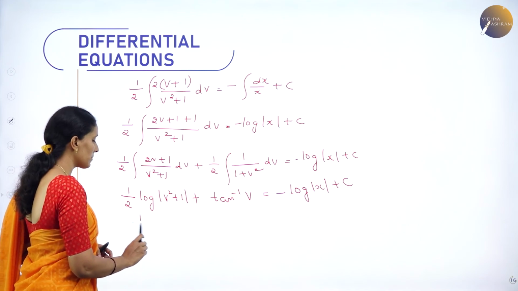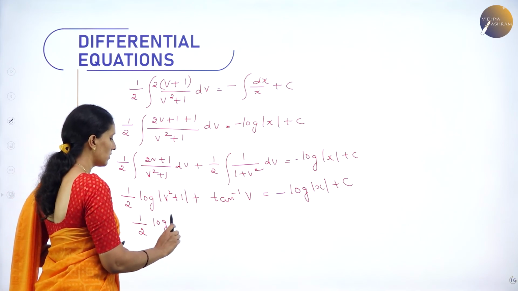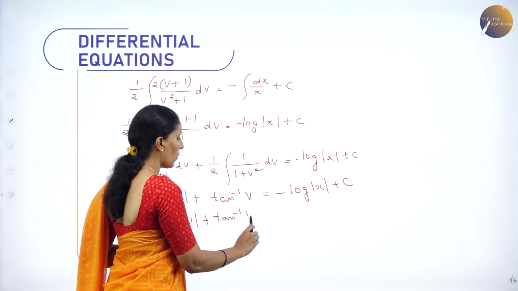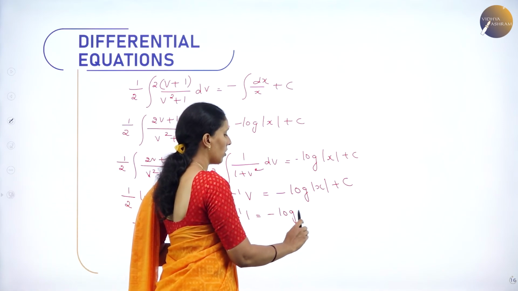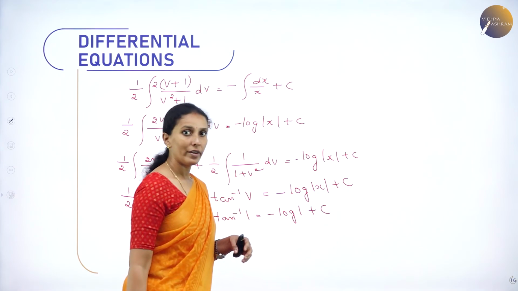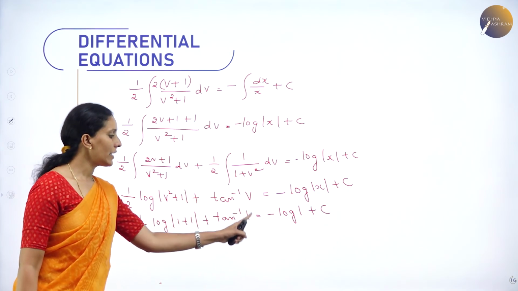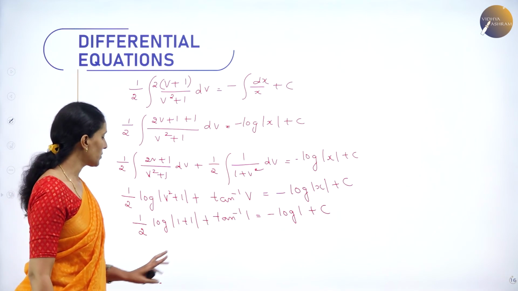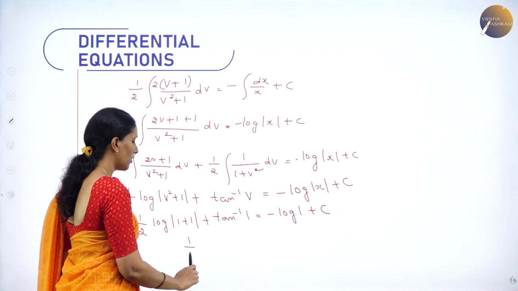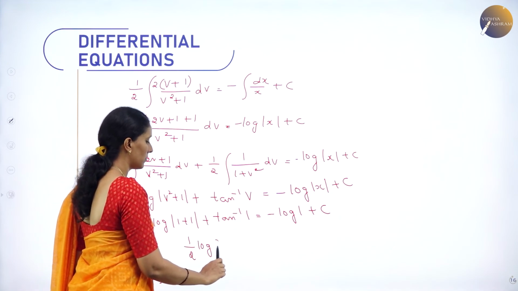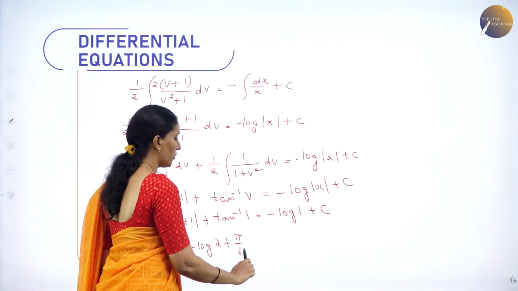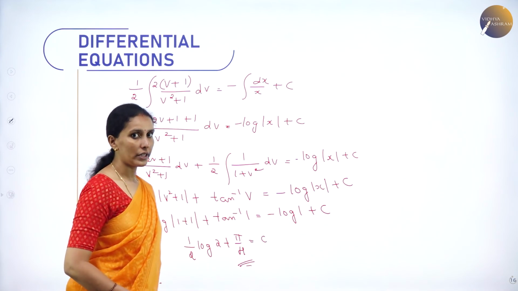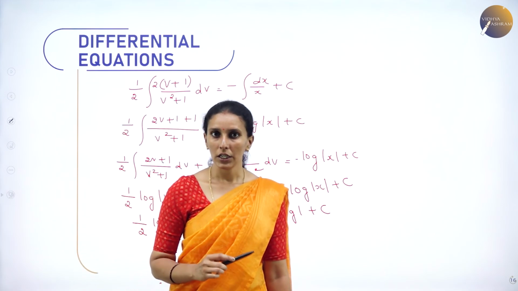It becomes half log (1 plus 1) plus tan inverse 1 minus log 1 equals c. Log 1 is 0. And here tan inverse 1 is nothing but pi by 4, because for pi by 4 the tan value is 1, and this becomes half log 2 plus pi by 4 is equal to c. So this is the particular solution for the given homogeneous differential equation.